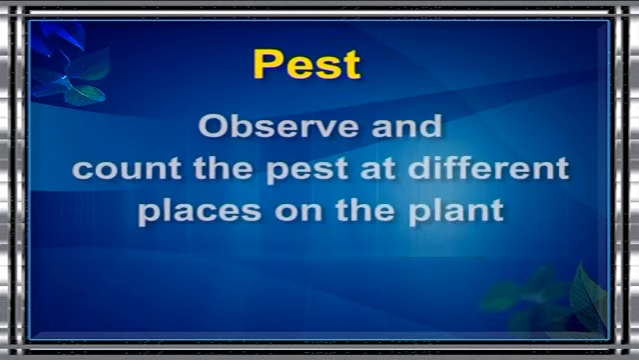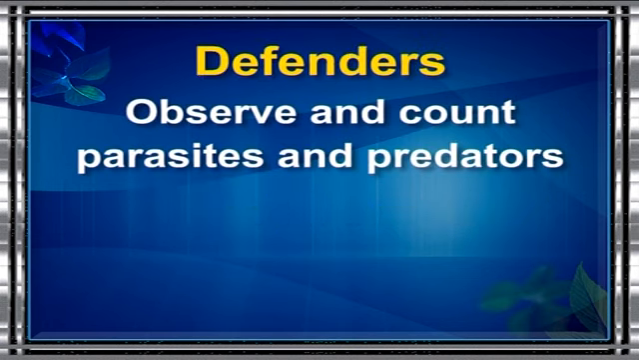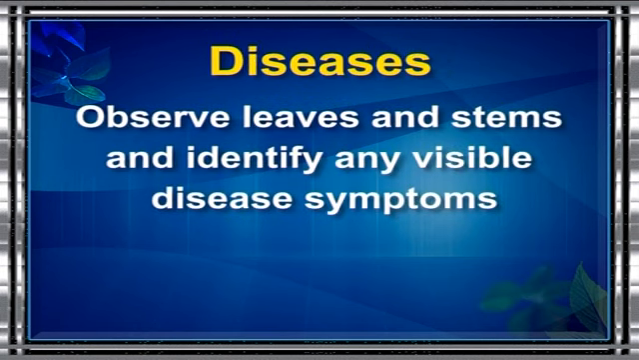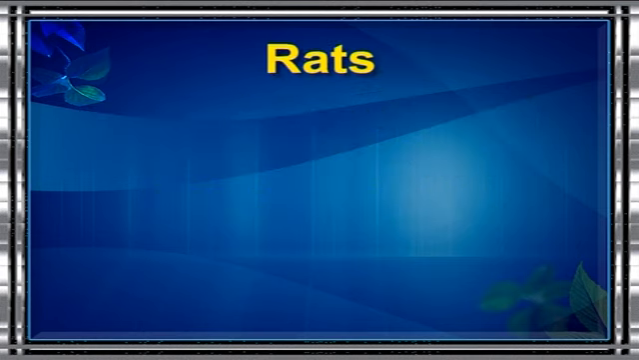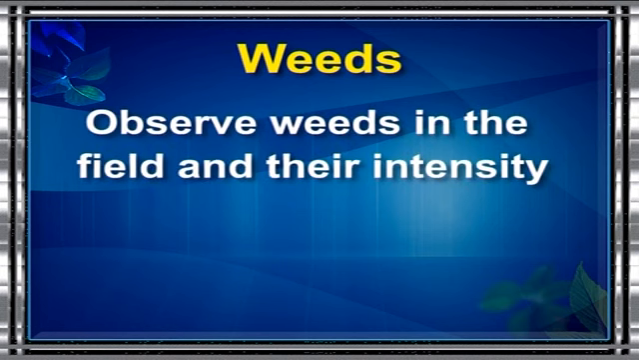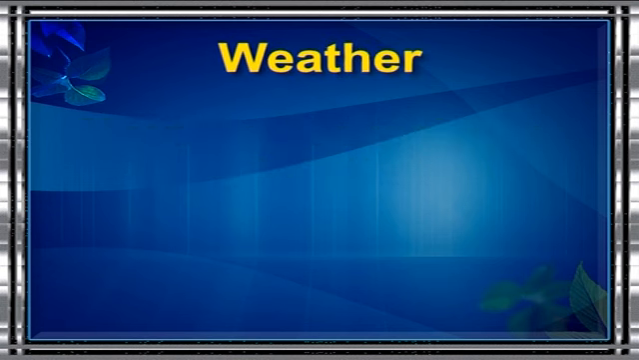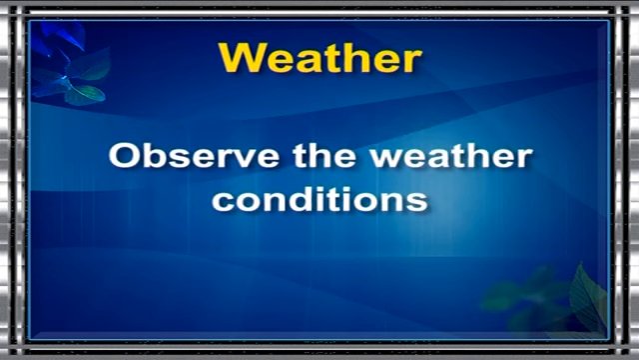For pests, observe and count the pests at different places on the plant. For defenders, observe and count parasites and predators. For diseases, observe leaves and stems and identify any visible disease symptoms. For rats, count the number of plants affected by rats. For weeds, observe weeds in the field and their intensity. For water, observe the water situation of the field. For weather, observe the weather conditions.